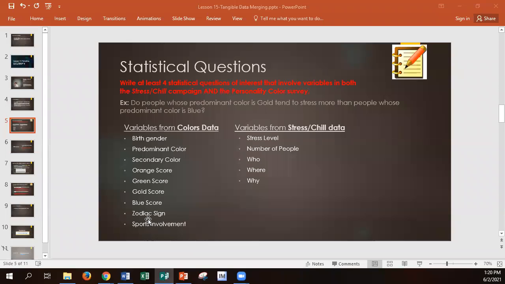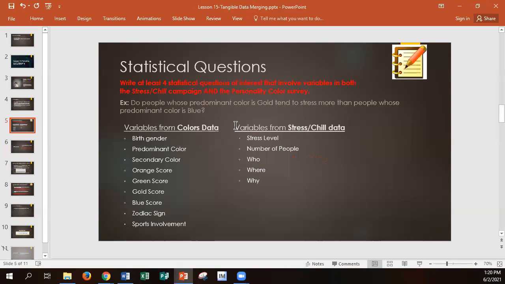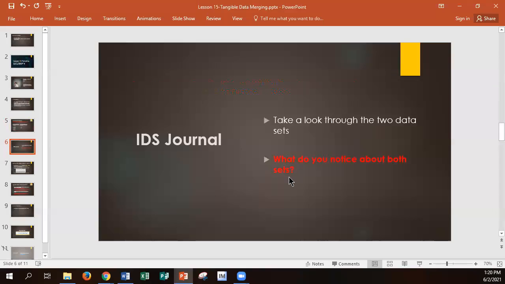It did. We're okay. So you guys ready for the last journal entry of the year? I want you to take a look at these variables, these data, and I just want you to do a notice and wonder. Look how easy I made it for you. What do you notice about both sets? Any thoughts that you might have? Notice and wonder. There's no wrong answers. There's no right answers. Okay.